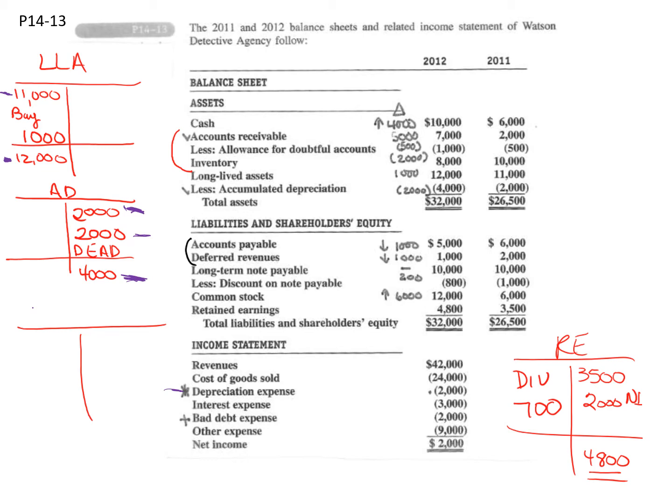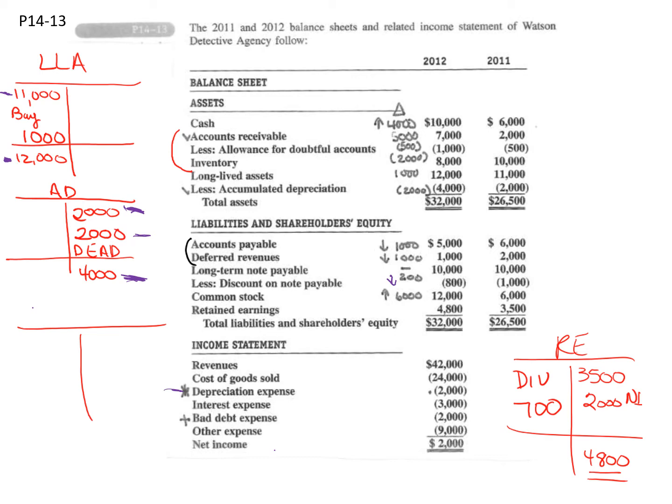When I look at my long-term note payable, it didn't change, but that discount on note payable went down $2,000. And we'll spend a whole chapter on discounts, but know that that discount is a contra liability account. And in this case, since it's related to a long-term note payable, it also is treated as long-term. Common stock went up $6,000, so I must have sold some stock.